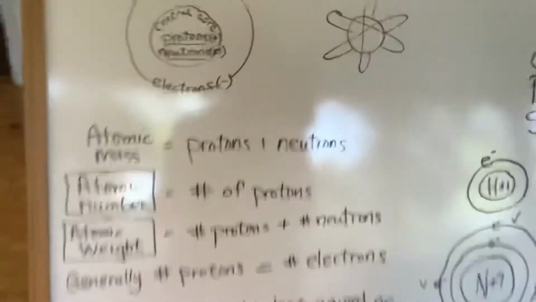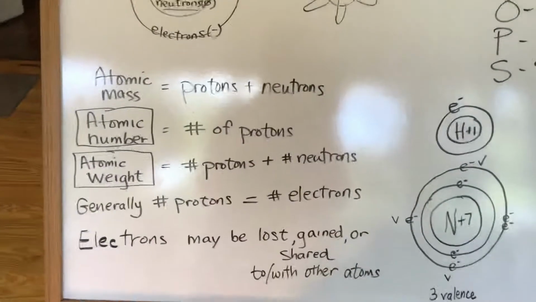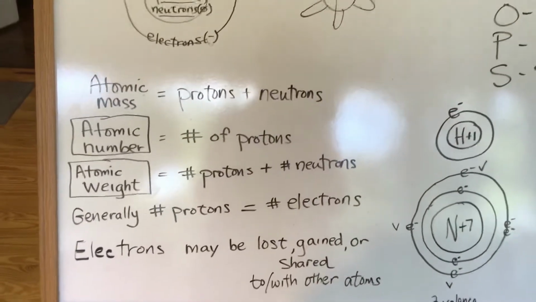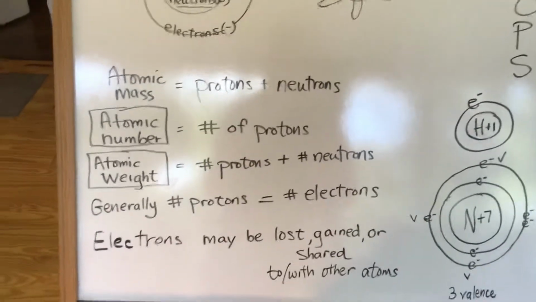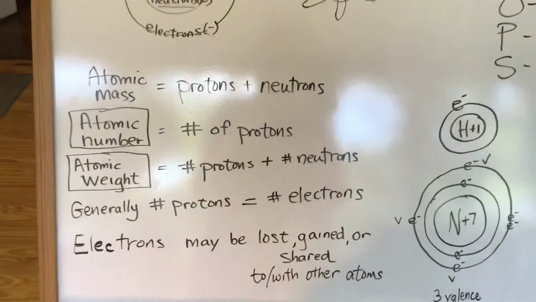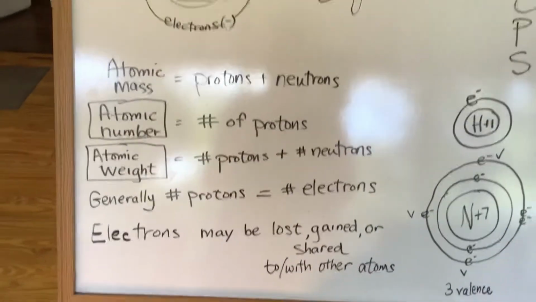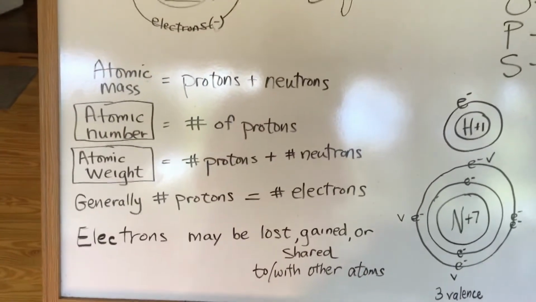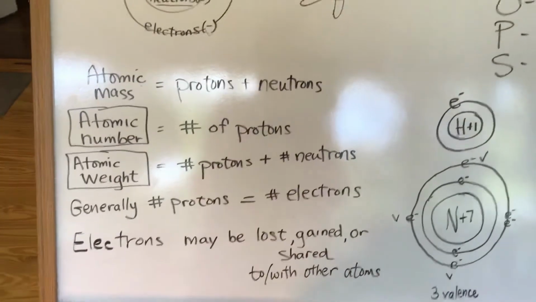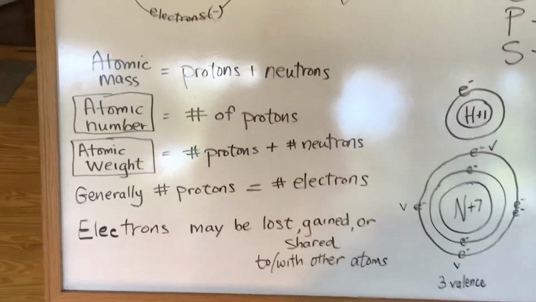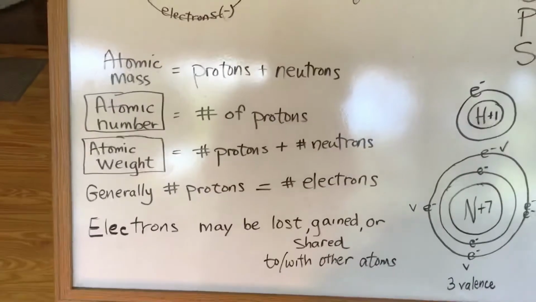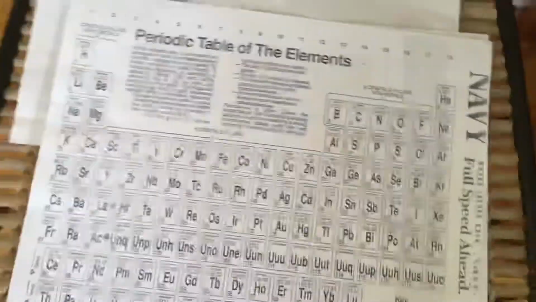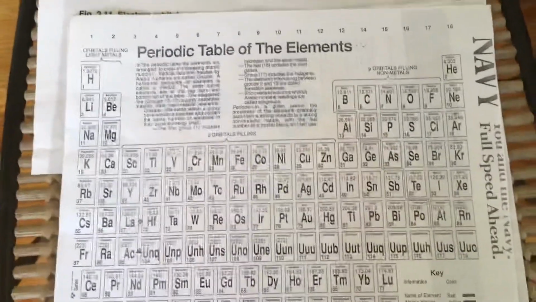Now the electrons, being the outer part of the atom, are the most likely parts to interact with something else. In other words, they're the most likely parts to interact with another atom, either of the same type or of a different type, and they could be lost, gained, or shared, and we'll talk about how that works in a little bit.